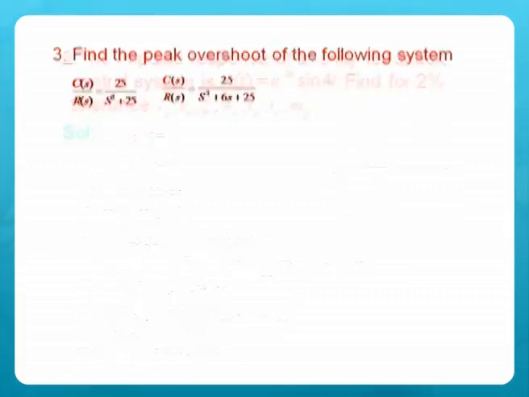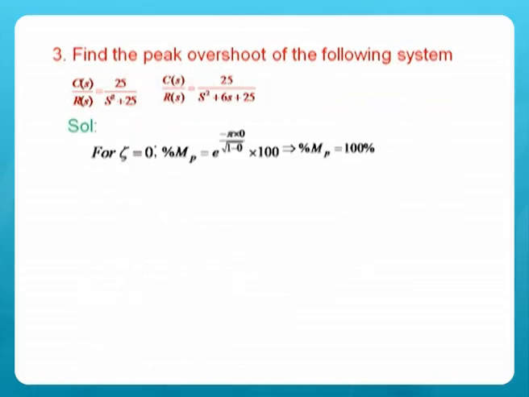Let us move to the next problem. Find the peak overshoot of the following system. C of s by r of s is given by 25 by s square plus 6s plus 25. For zeta equal to 0, the expression will become like this, because this middle term is 2 zeta omega n s. So that 6s term will not appear in the expression because zeta equal to 0, and for that the peak overshoot is calculated, it is 100%. Means with zeta 0, the peak overshoot is 100%.